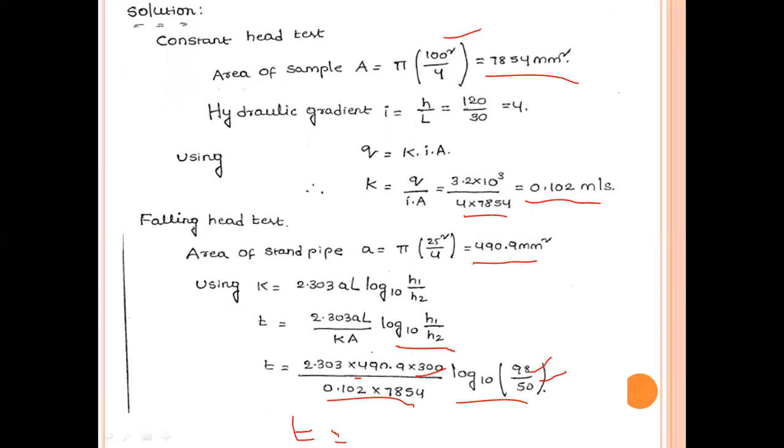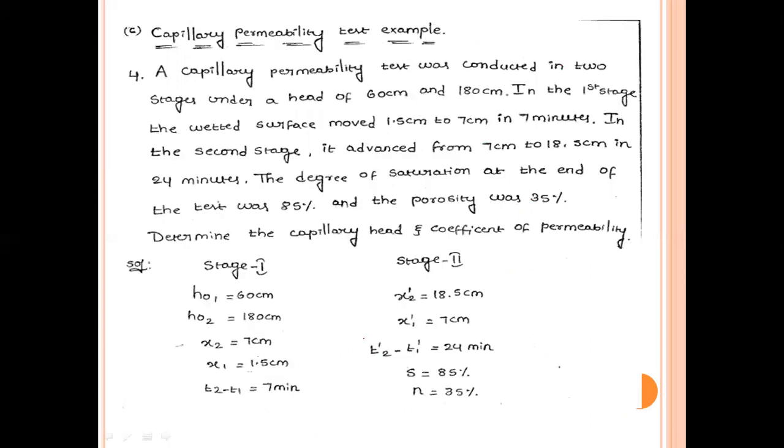This is the same procedure as the previous method, the constant head test. Next, the third method is the capillary permeability test. This is the example problem. This is the last problem in this class.